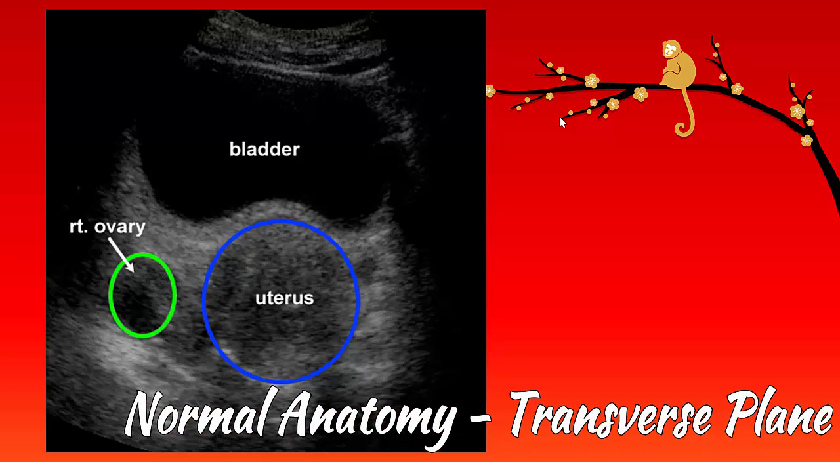Next, here's the normal anatomy in the transverse plane. So again, you've got your bladder superiorly, your uterus posteriorly behind it, more of a donut shape in this view. And you may or may not catch an ovary, which are frequently described as chocolate chip cookies, because everything in medicine must be described in relation to food.